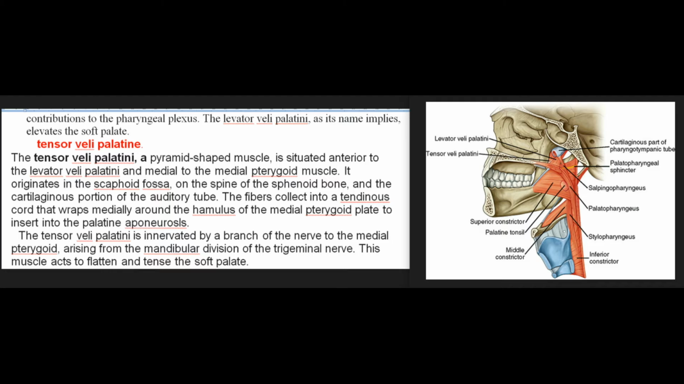The tensor veli palatini is innervated by a branch of the nerve to the medial pterygoid, arising from the mandibular division of the trigeminal nerve. This muscle acts to flatten and tense the soft palate.